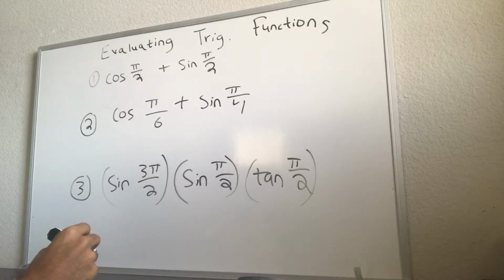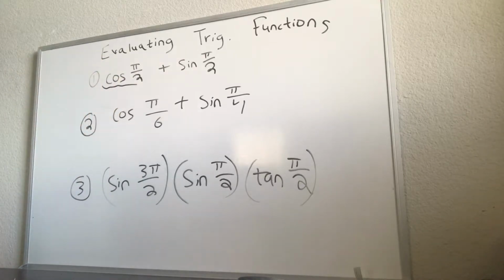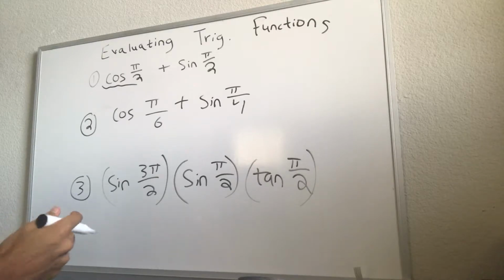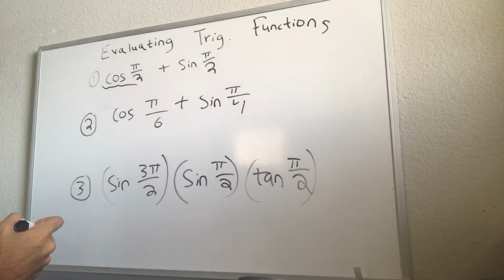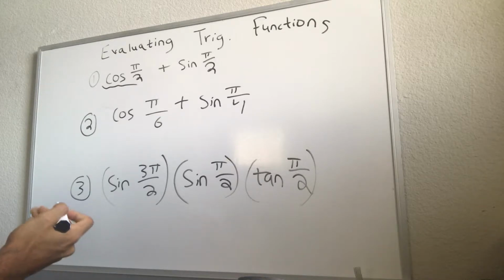So now let's look at the first one, cosine of pi over 2 plus sine of pi over 2. If you remember, as the angle increases and you take the cosine of that angle, the overall value will decrease, whereas for sine it's going to increase. Well, pi over 2 is in quadrant 1, and it's the largest angle within that quadrant. So for sine of pi over 2, it's going to have the largest possible value, and for cosine the smallest possible value.